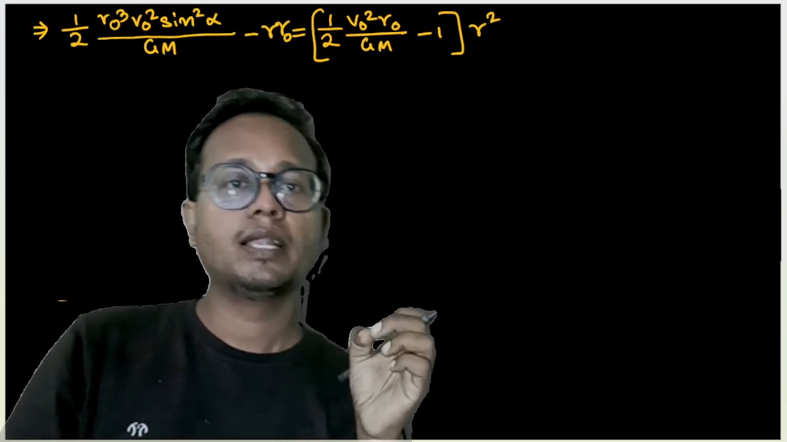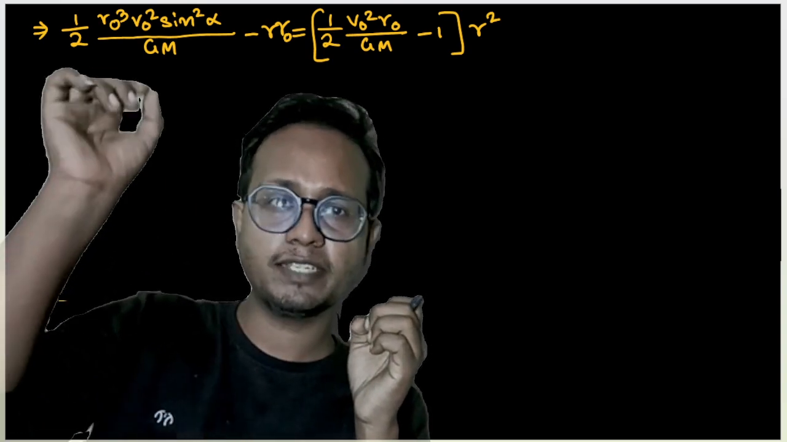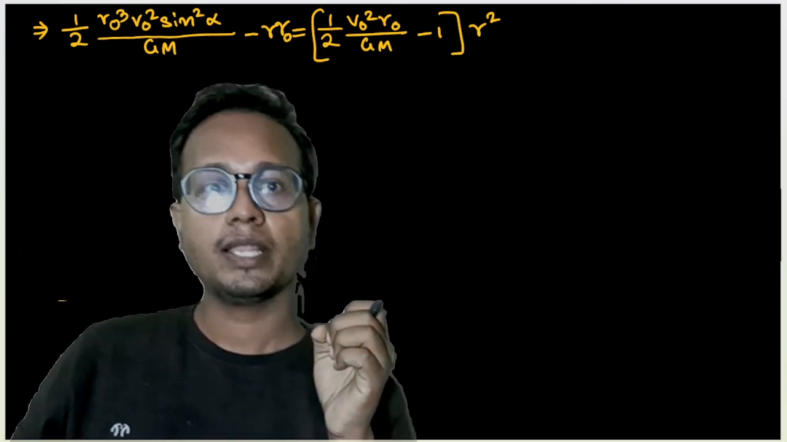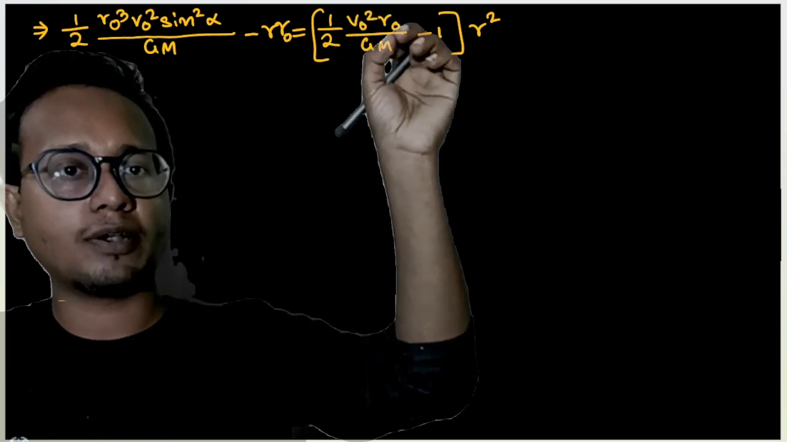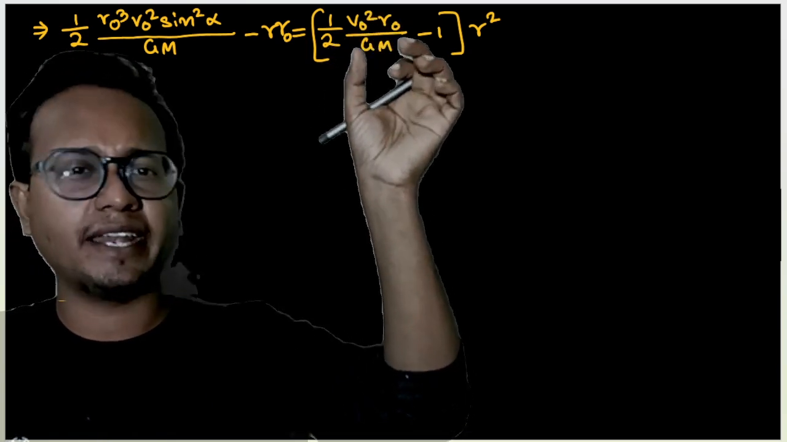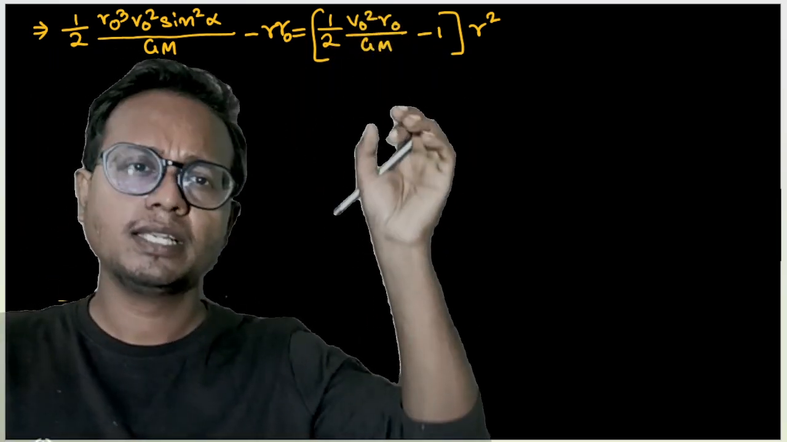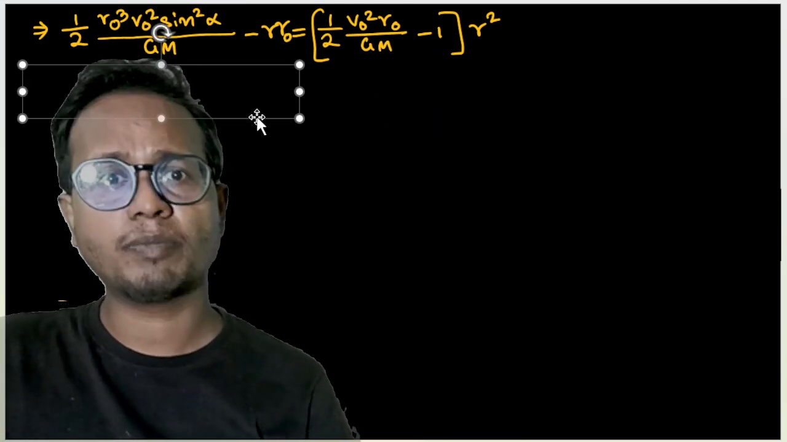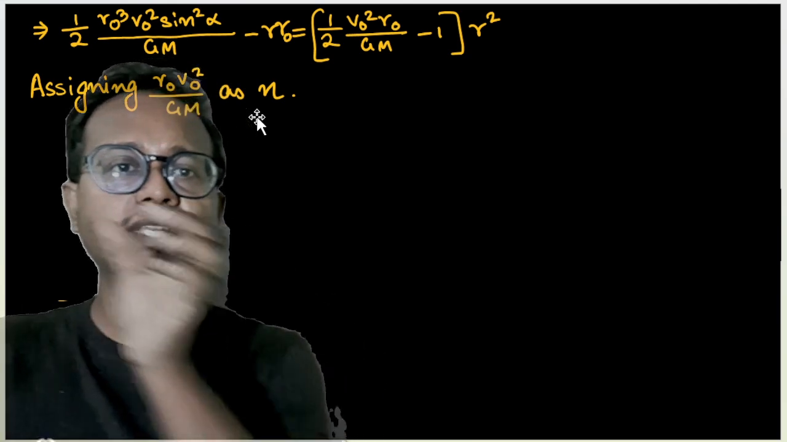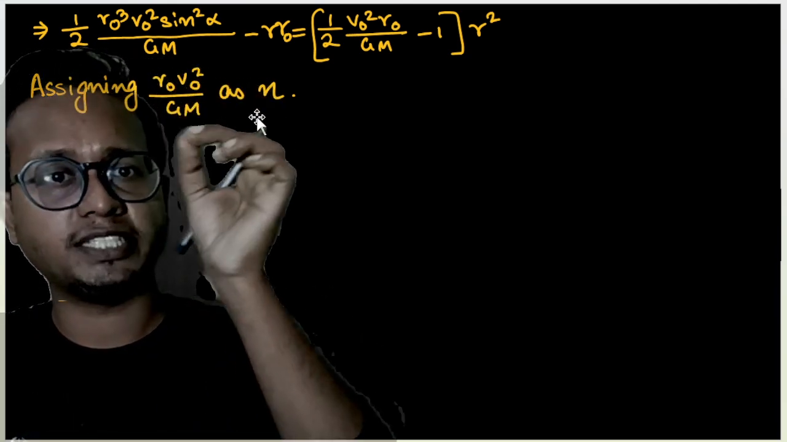Now since this equation is getting very complicated, I'll do one more thing. I'll simplify some terms. Simplify some term means take this term, for example, V naught square R naught by GM. I'll take this term as N or any other variable, it doesn't matter. Take any other variable as A. Let's take V naught square R naught by GM as A.